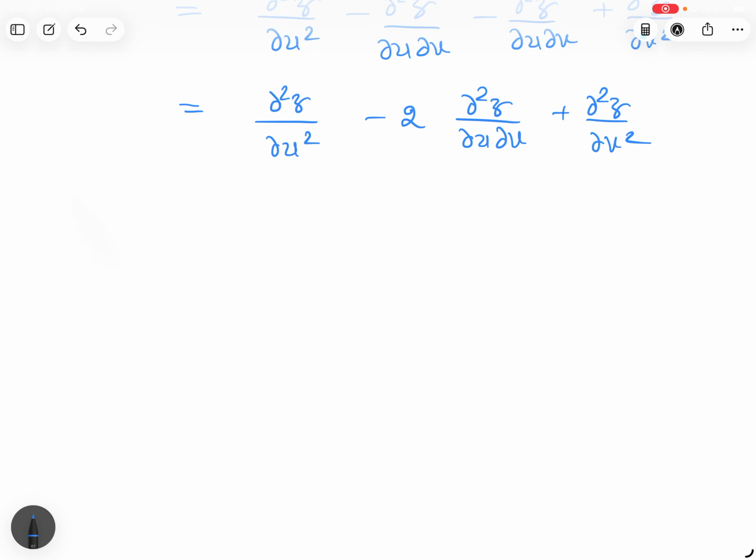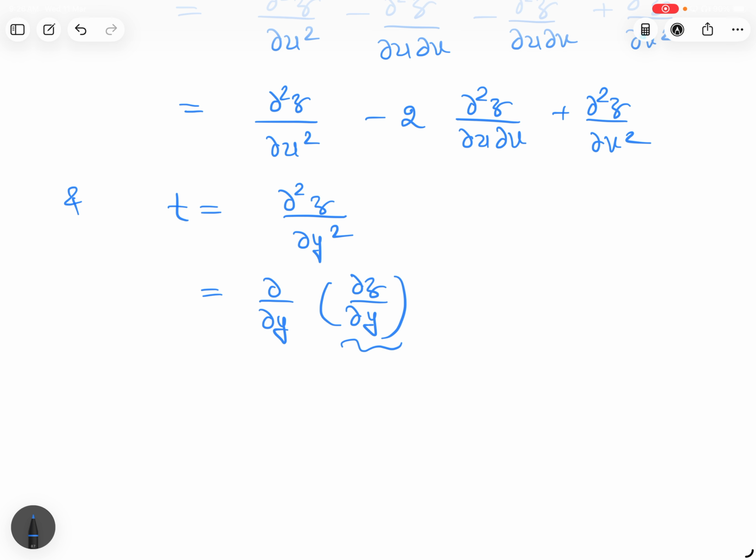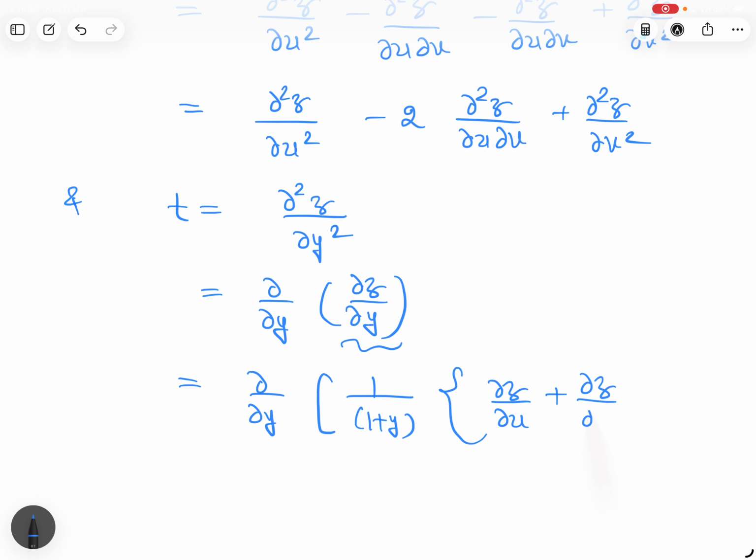Now we are going to calculate t. What is t? T is nothing but this. So now open the bracket. How can we write this? Now put the value of del z upon del y. We have just calculated. What was that value? You see on your notebook. What is that value? 1 upon 1 plus y, del z upon del u plus del z upon del v.